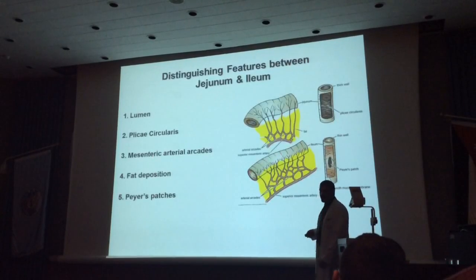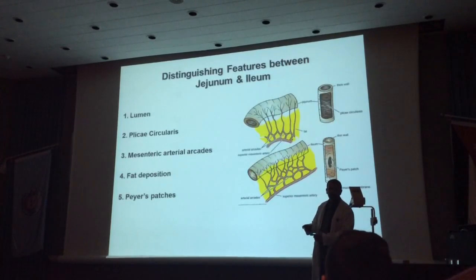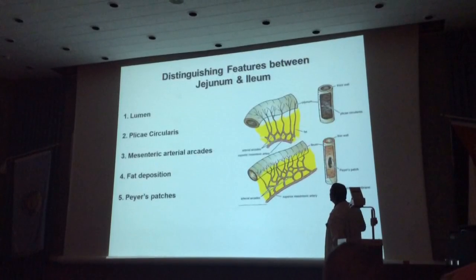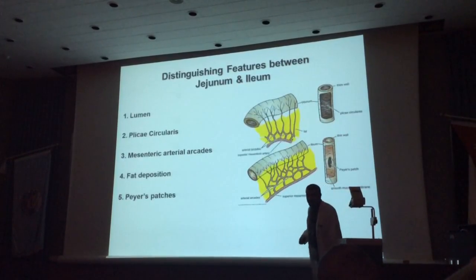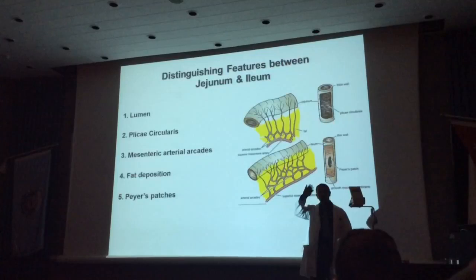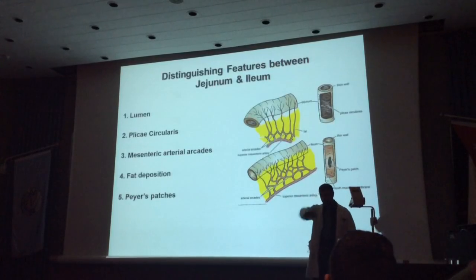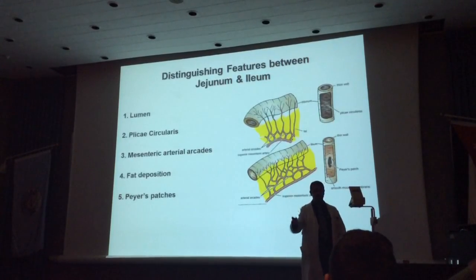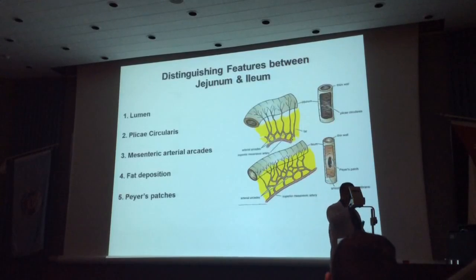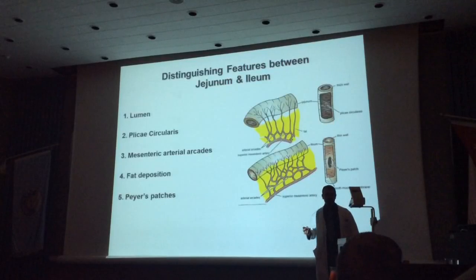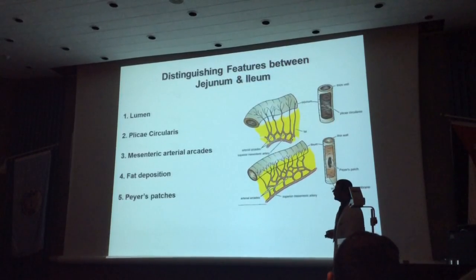However, there are 5 main distinguishing features. First, the lumen. As you descend down, the lumen becomes narrower. So the lumen in the jejunum is wider than in the ileum. Second, the plica circularis, the circular folds in the small intestine. These circular folds are very important because their function is to increase the surface area. When you increase the surface area, what increases? The number of cells. When the number of cells increases, the function increases, so the absorptive function of the intestine improves.